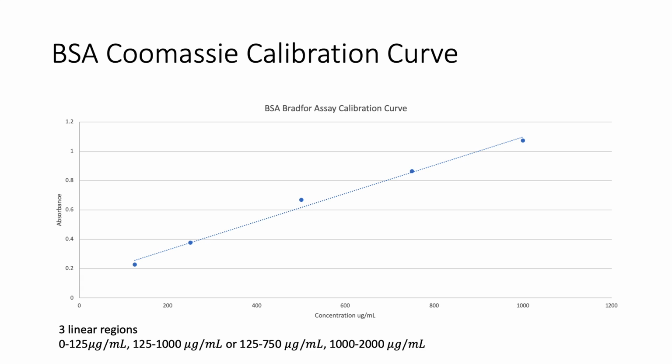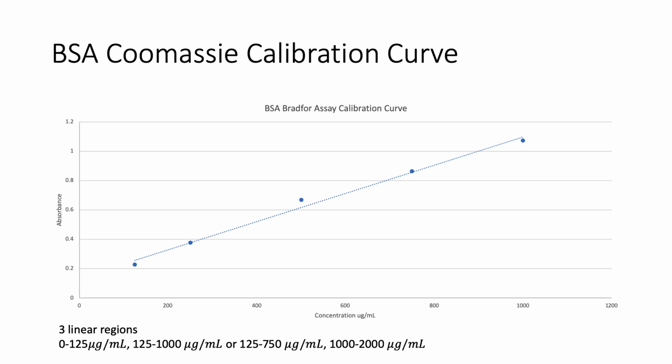And then the other region is in the middle here, either from 125 to 1,000 or 125 to 750 micrograms per milliliter. And when you get your data, you can look at this and graph both of these regions to see which one gives you a more linear and steeper slope, and that's the one that you can use to calculate your unknown samples with.